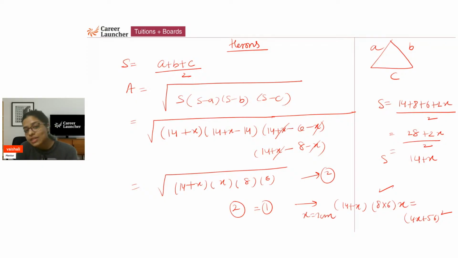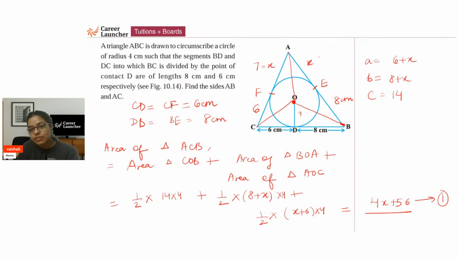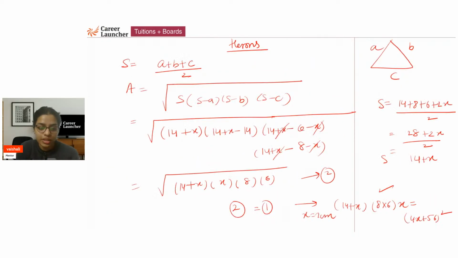So if x is 7 centimeters, आप यहाँ पे substitute करेंगे, and then you can find the respective lengths of the side AB and AC. So if you will see, AB is what? 7 plus 8, which is 15, and AC is 7 plus 6, which is 13. So 15 and 13 centimeters will be the respective lengths of AB and AC. So this question is a bit lengthy, but with the help of Heron's formula, we were able to do this question, right? And this completes the whole chapter circles.